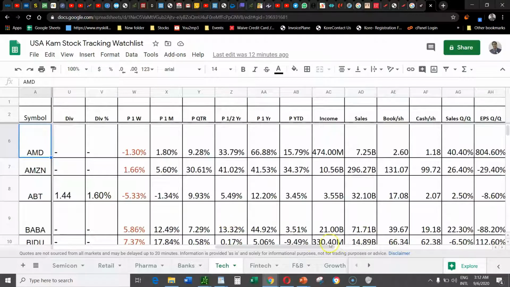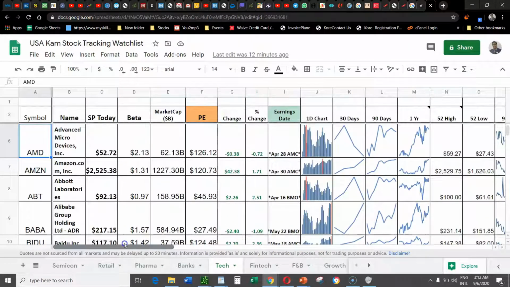Okay guys, now here's the fantastic part, yeah? So let's continue looking at this, and I'll scroll. So you have the symbol, the ticker symbol, you have the name of the company, you have the stock price today, what's the beta of this company, what's the market capitalization of this company, the P ratio, the change in price today, and the percent change in price today, all automatically calculated for you.